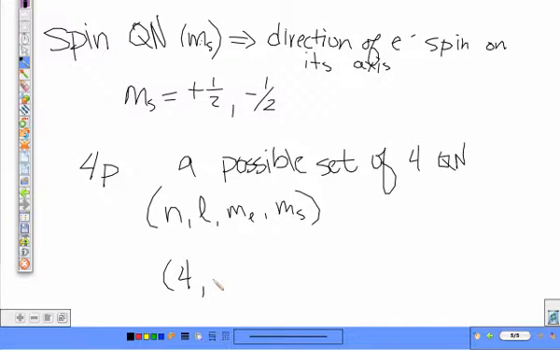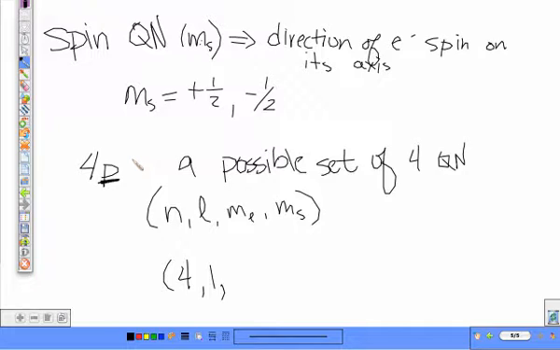I thought it was n minus 1. Because it's a p orbital, p is 1. P is 2, so then it's minus 1, right? No, the l value for p is 1. Yes, it's 1.